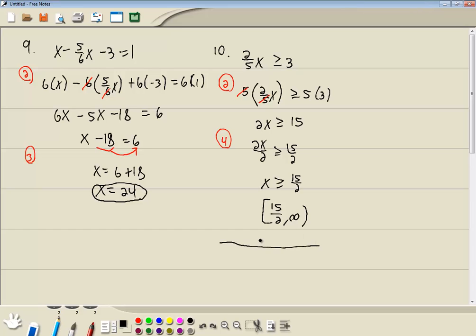Graph-wise, bracket on 15/2, and it looks the same way. And then you shade whichever way it's opening. The bracket's open to the right, so we shade to the right. And that's our answer, I guess, you might say.